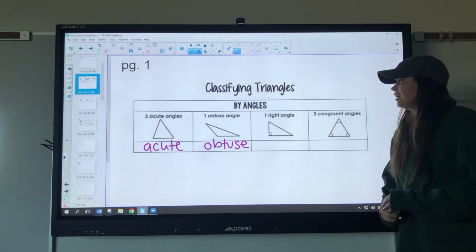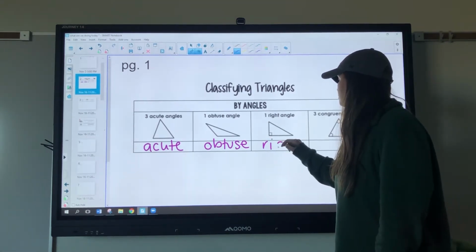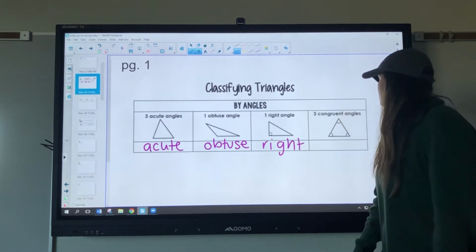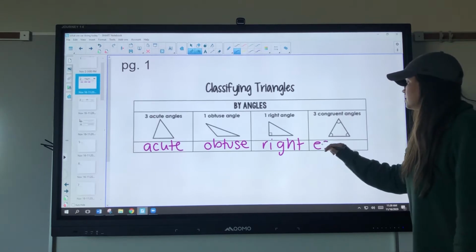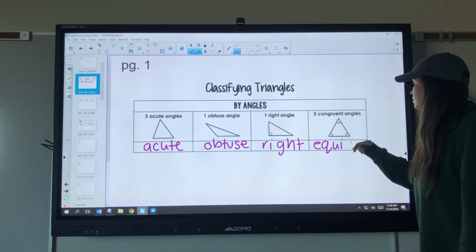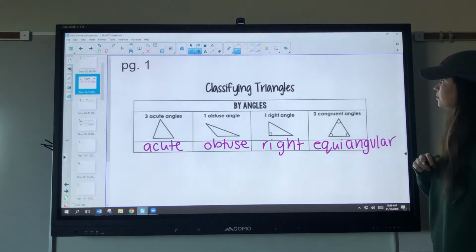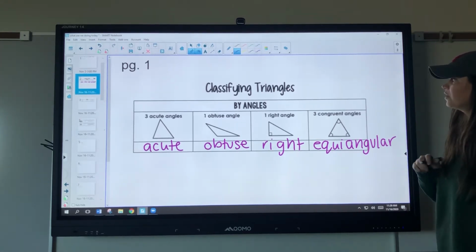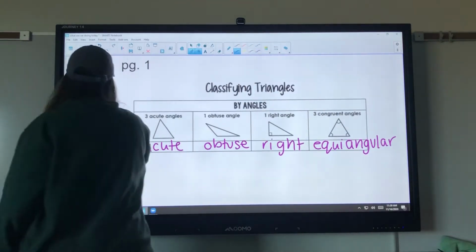If you have 1 right angle and the other 2 are acute, you are called a right triangle. And lastly, if you have 3 congruent angles, the word for that is equiangular, which makes sense. Okay, that's classifying them by their angles strictly, but you can also classify them by their sides.